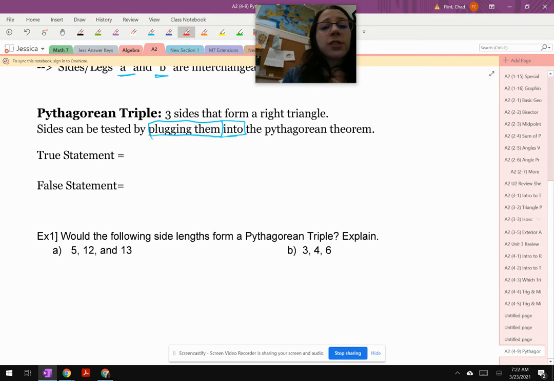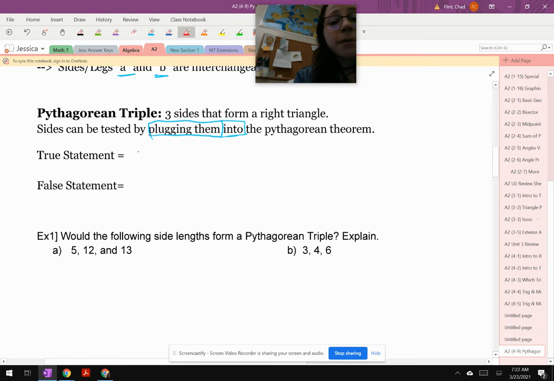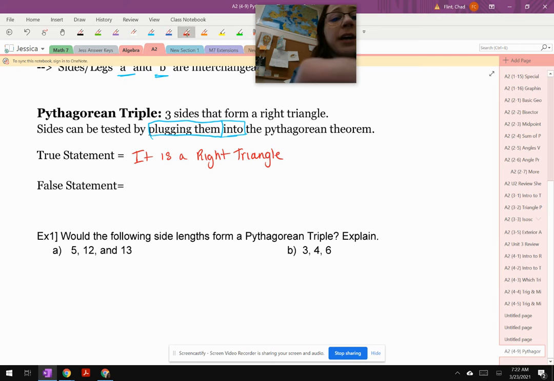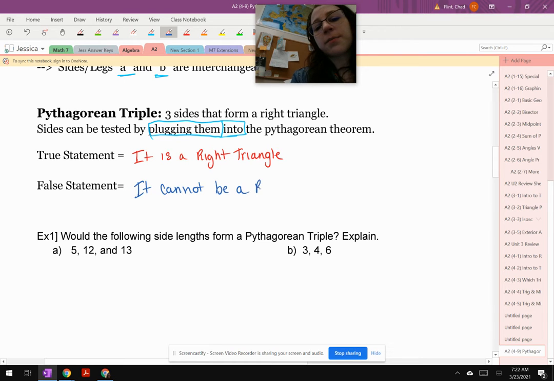And when we do that, just like when we're checking an equation, if we get a true statement, that means that those three side lengths do make up a right triangle. If you get a false statement, it is not. It cannot be a right triangle. And that's going to come up a bunch.